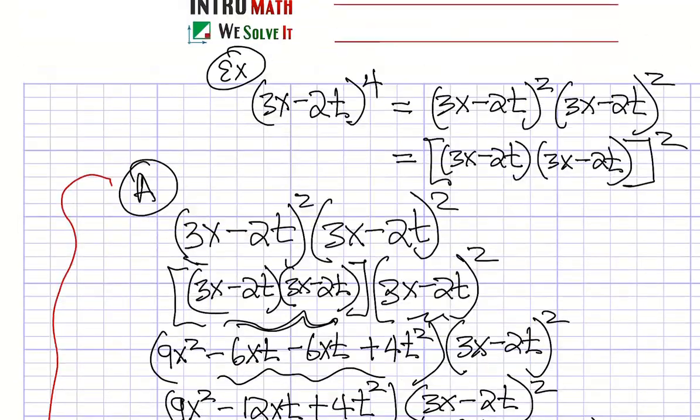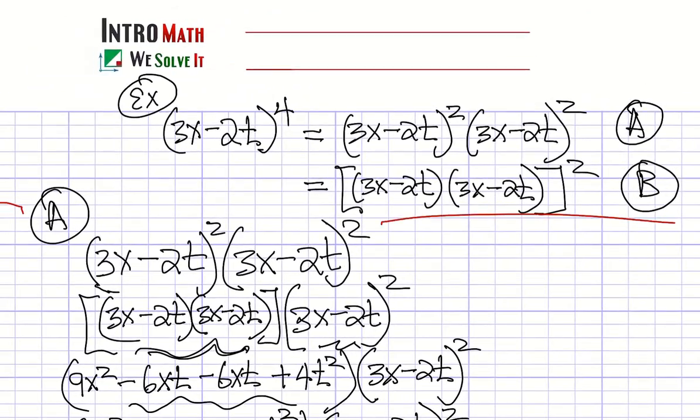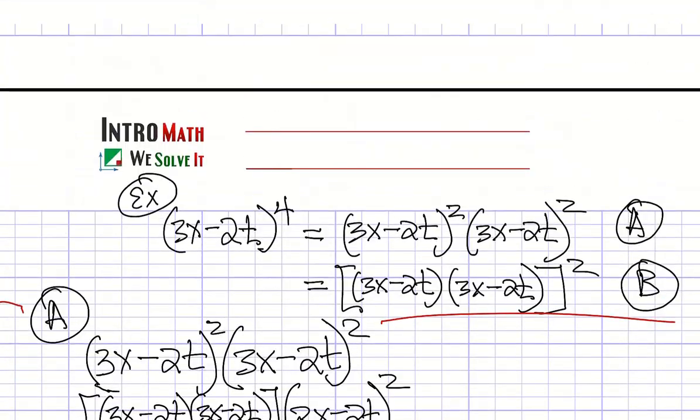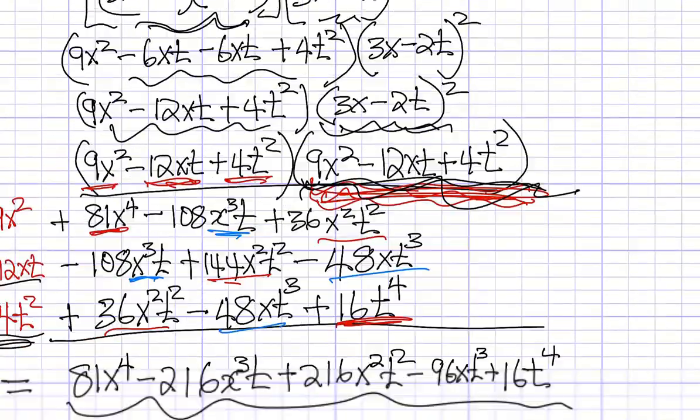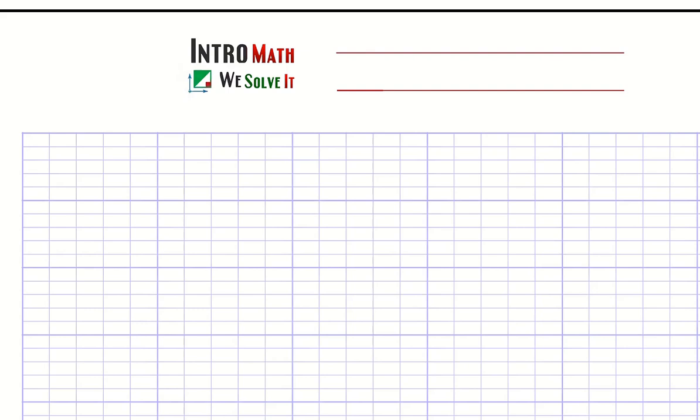Let's do the other method. Let's do method B. I will show you what I'm talking about. I'm going to take another page. Method B is you put those things in. Let's go over here. Oh man, it's long. Method B means you take 3x, I hope I copy it right, negative 2t.